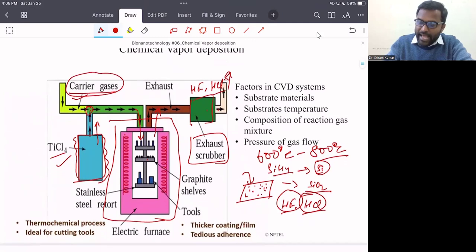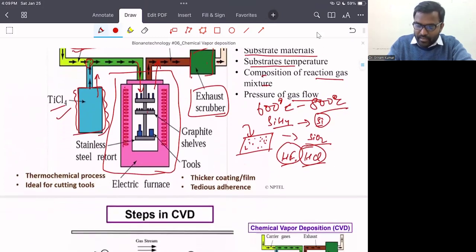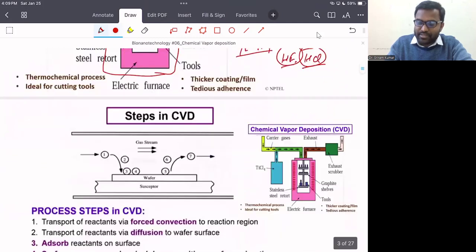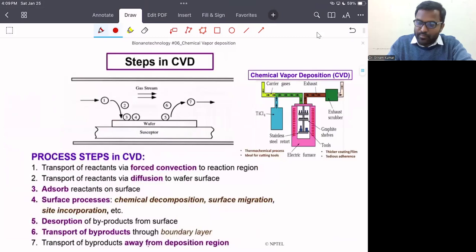In this technique, we have the substrate material, the substrate temperature, at what temperature it works, the composition of the reaction gas mixtures, and the pressure of the gas flow. So these are the four essential elements in chemical vapor deposition. Now let's understand the key steps in the technique. As I explained, we have the precursor, and this precursor should come from the precursor container to there, right? For that, we need some kind of carrier gases.